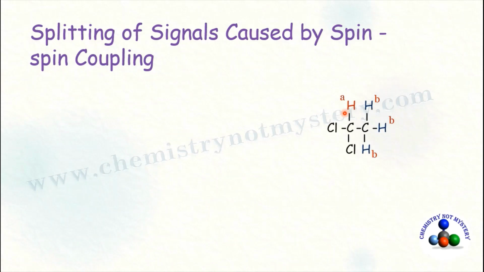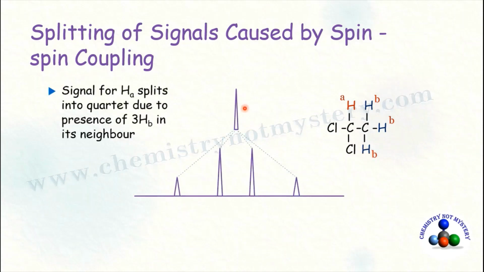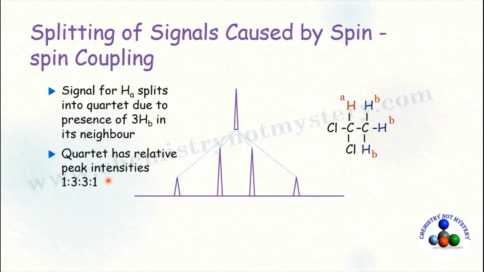For example, in this molecule, proton A has three neighboring protons. In that condition, the signal of proton A splits into a quartet due to the presence of three neighboring protons. And this quartet has relative peak intensity 1:3:3:1. As we have discussed earlier, the intensity of the peak depends on the combination of the magnetic field of proton B with the applied magnetic field.